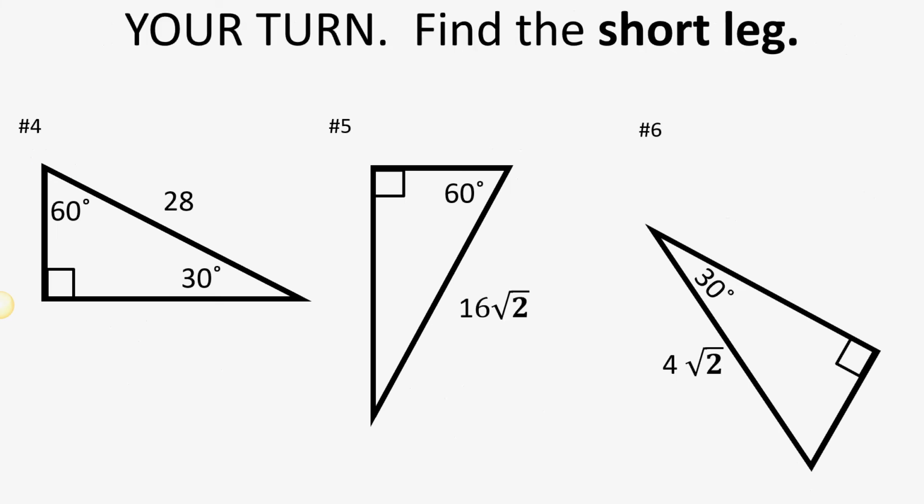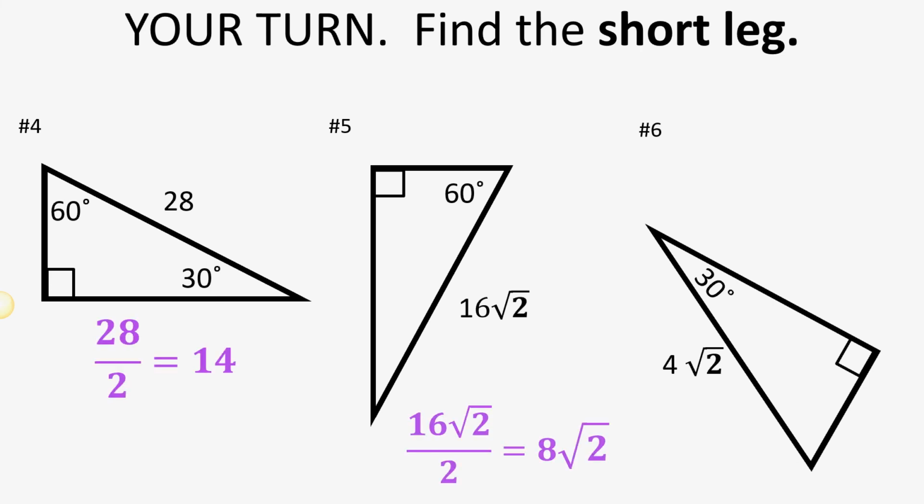Your turn. Pause the video. Now, see if you got the answers. Remember, this radical 2 and the 2 are not going to reduce. Only the number outside, that coefficient.